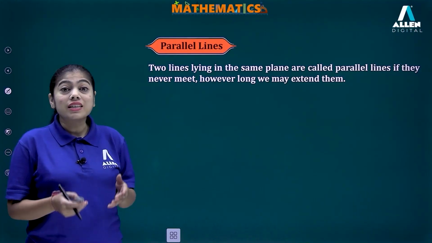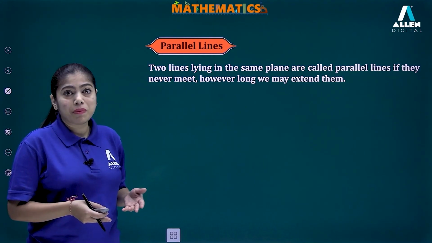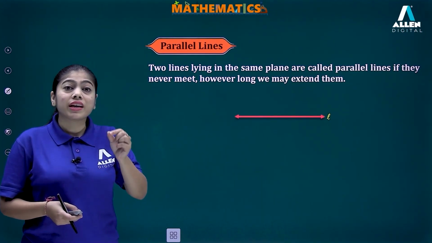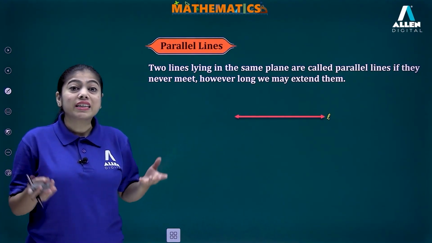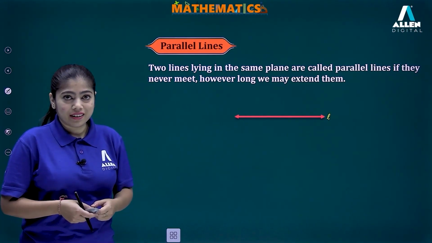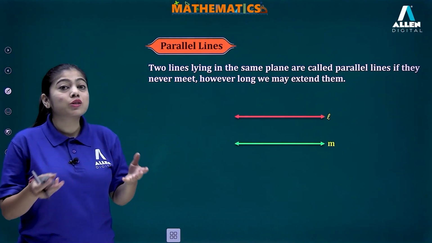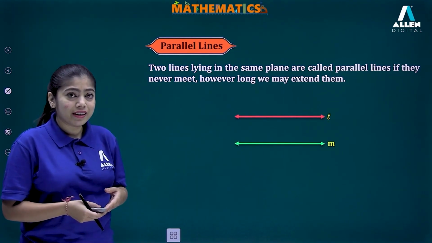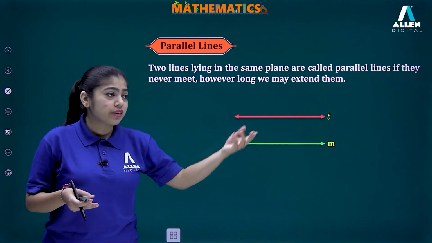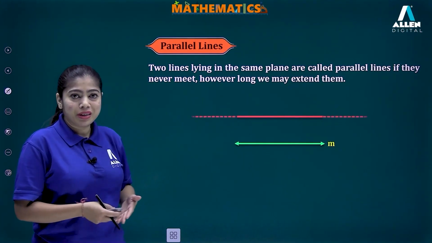First of all class, let us define parallel lines. Two lines are said to be parallel when they never meet each other, right? They do not have any common point. They do not intersect each other. So here let us take one line L, clear? And again draw another line M such that they do not meet each other, right? However, if we extend them on both sides, from the left and from the right, then also they will never ever meet each other.